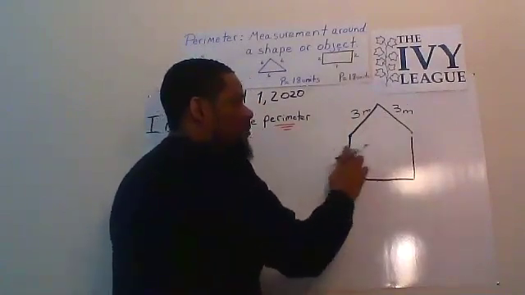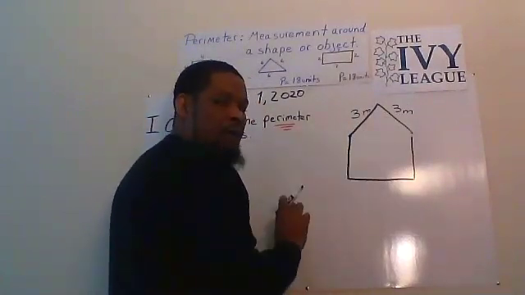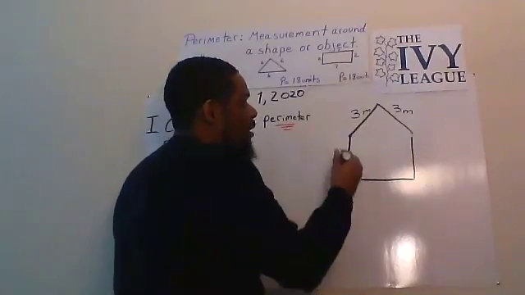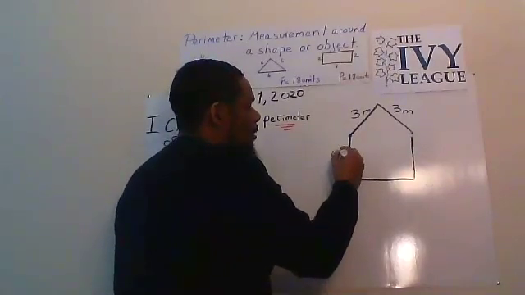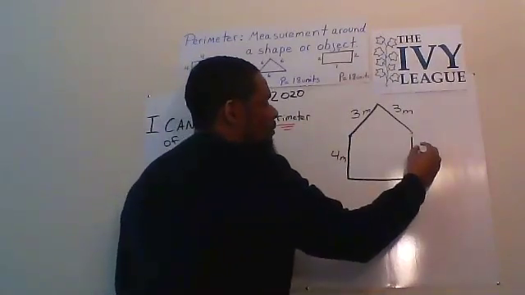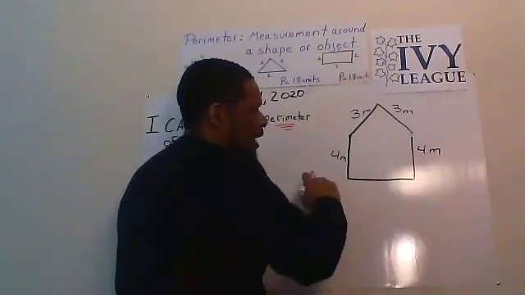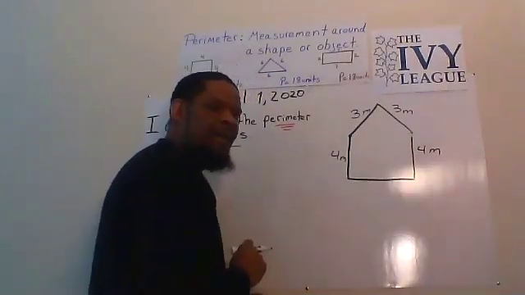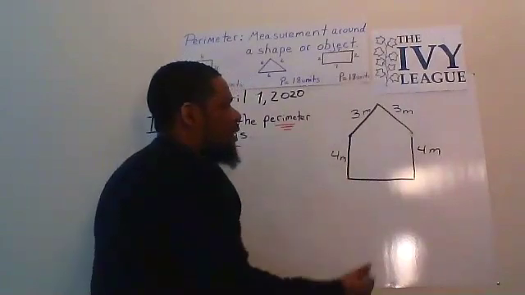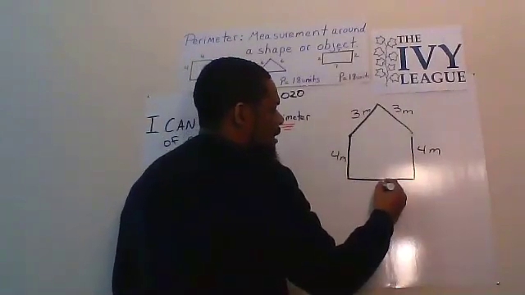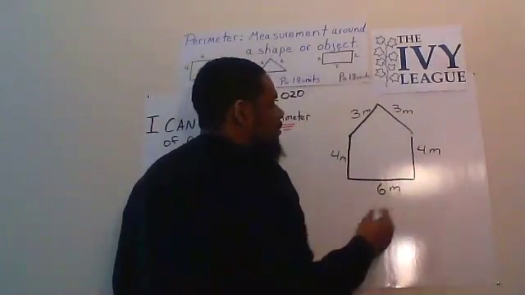The two bottom side lengths, which are parallel because they are opposite to each other, are 4 meters. And the bottom side length, which is the bottom of the house, let's make that 6 meters. Okay?